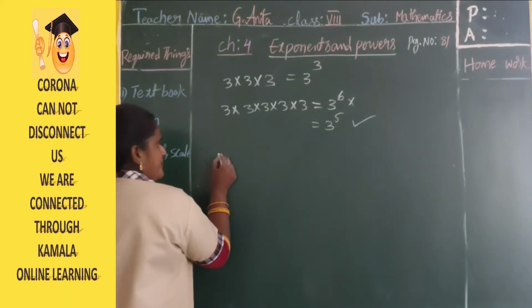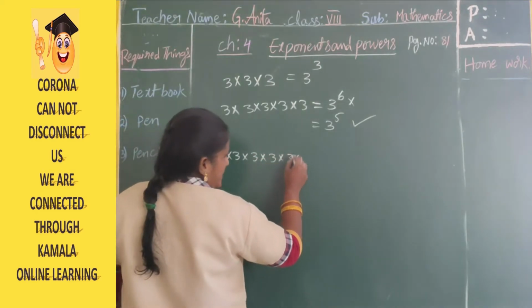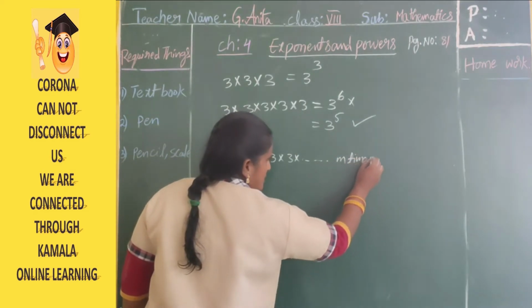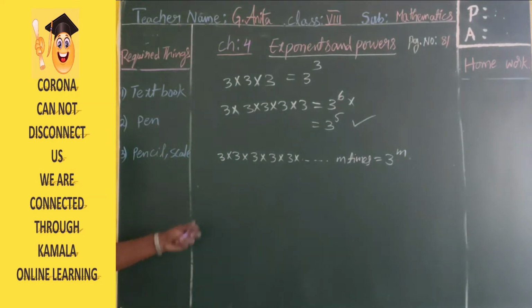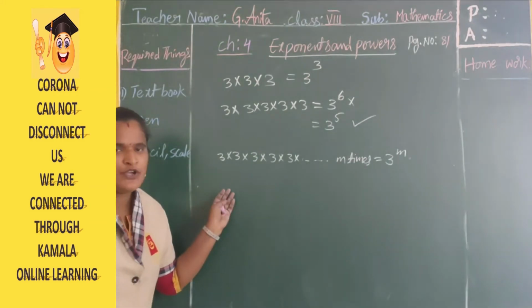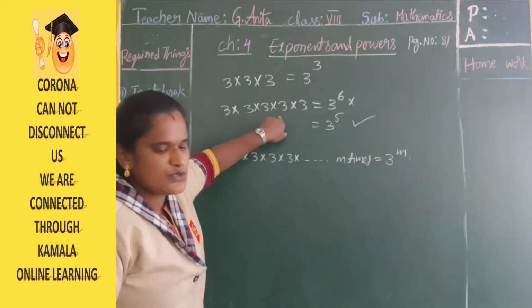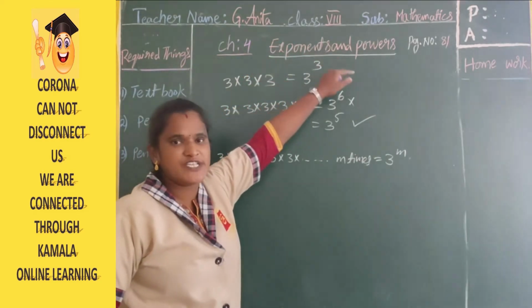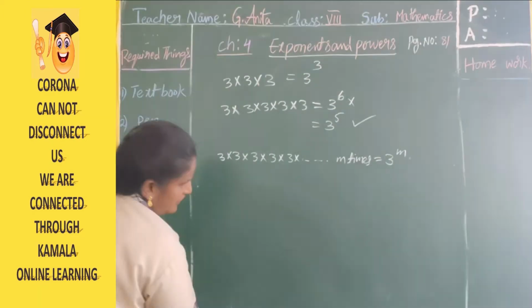For example, 3 into 3 into 3, and so on, n times. This can be written as 3 power n. Like that, in this chapter we are using some shortcuts and formulas. Okay students, everyone knows it, it was there in 7th class also. So once again we recall the formulas, and the meaning of exponent and the meaning of power.